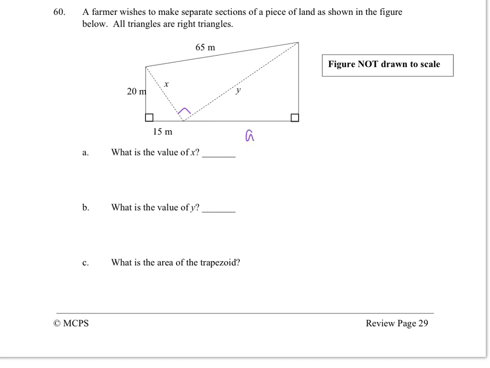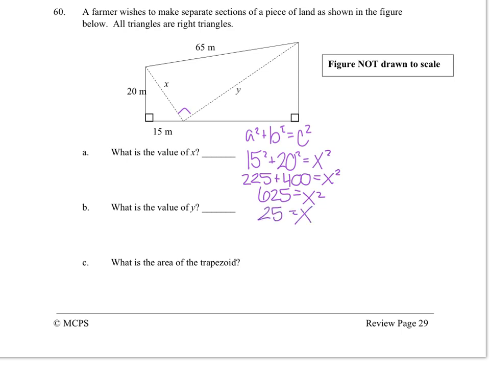So we're going to do a squared plus b squared equals c squared. So a squared is 15 squared plus 20 squared equals x squared. 15 squared is 225, 20 squared is 400, and together they add up to 625. We need to square root both sides, so we know that 25 equals x. So the value of x is 25 meters. Don't forget the units.